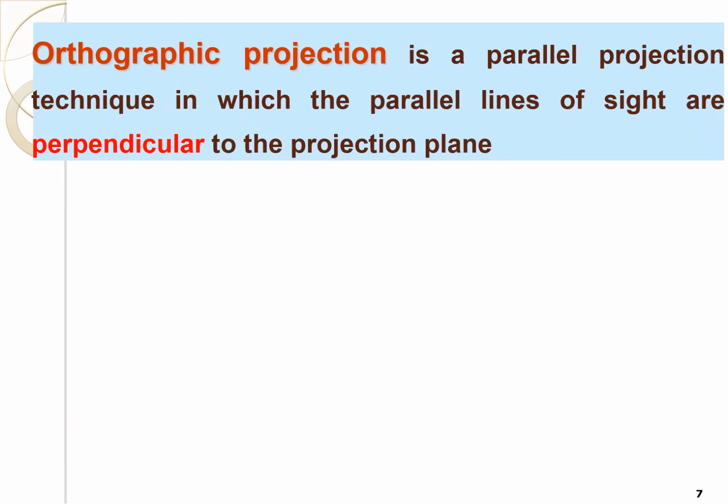Then there is also another type, that is orthographic projection. Orthographic projection is a parallel projection technique in which the parallel lines of sight are perpendicular to the projection plane. As you can see, this is a type of parallel projection. So we had before two types of projection, one was parallel, one was perspective, but we were more interested in parallel projection because we got the correct size and shape of our view. Now there is another type of parallel projection, that is the orthographic projection, and in it the lines of sight are perpendicular to the projection plane.